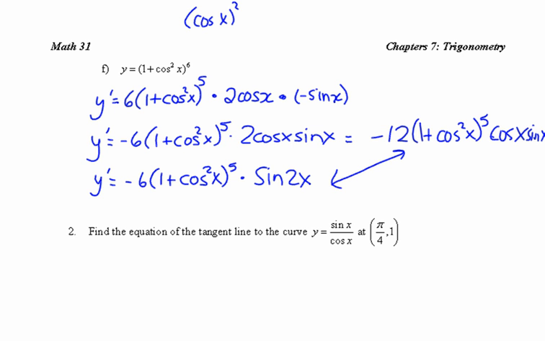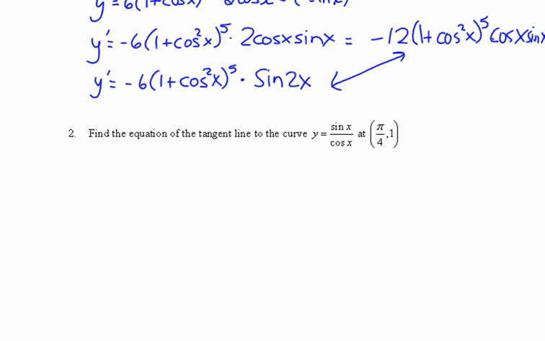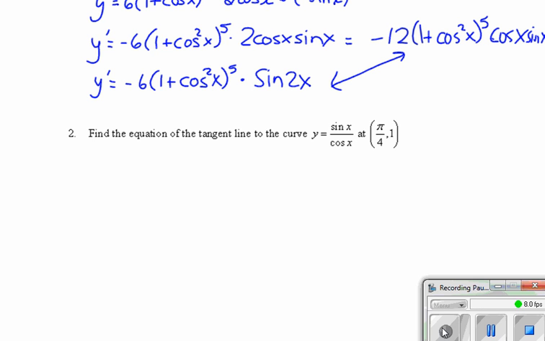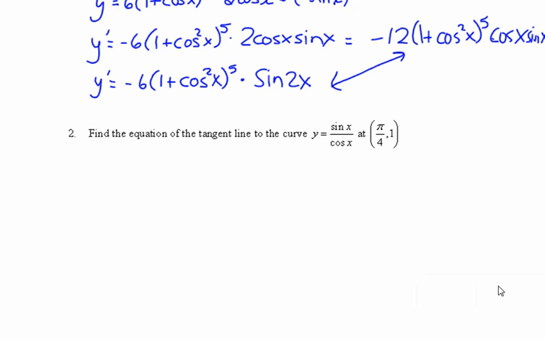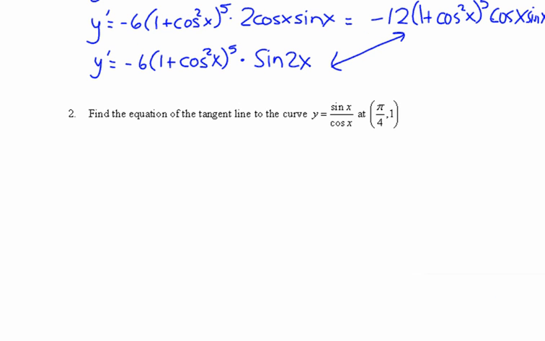All right, last one. Find the equation of the tangent line at pi over 4 and 1. So what's the first thing we want to find? We know our point. We need our slope. So, what do I have to use to derive that?